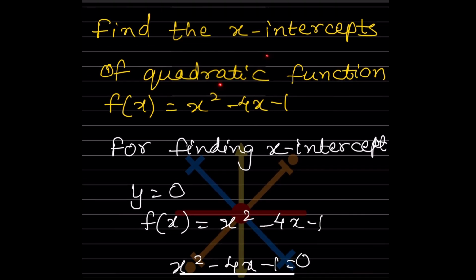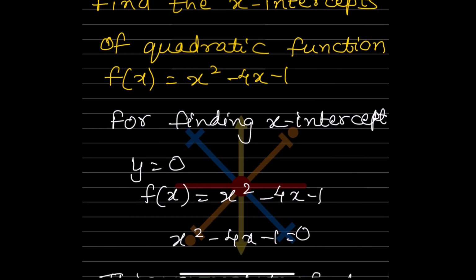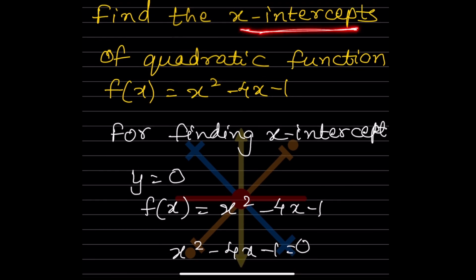Find the x-intercept of the quadratic function. This is given. So now what you can see here, for this quadratic function, because you want only the x-intercept, they won't ask for the y-intercept. For finding the x-intercept, as I told you earlier, y is 0.